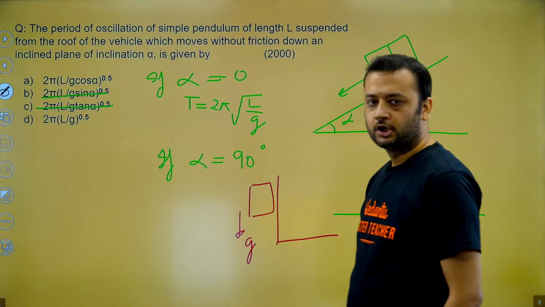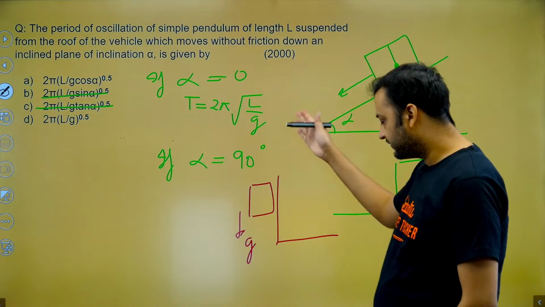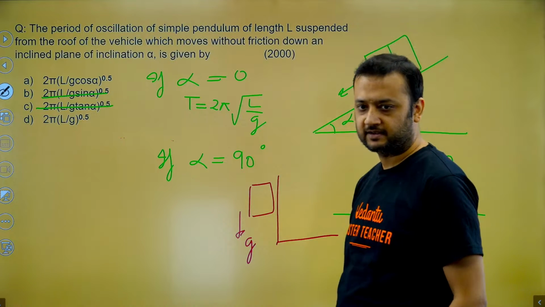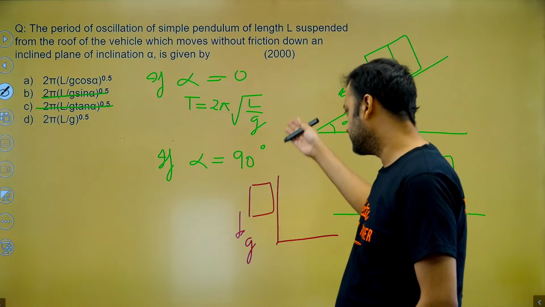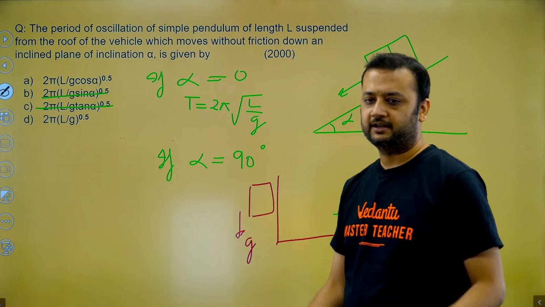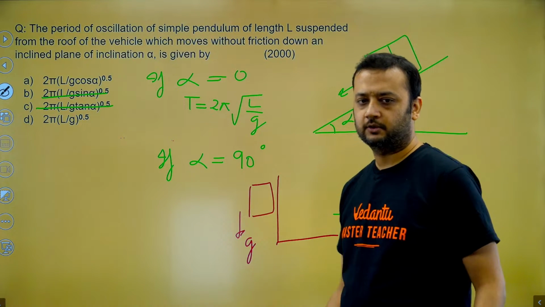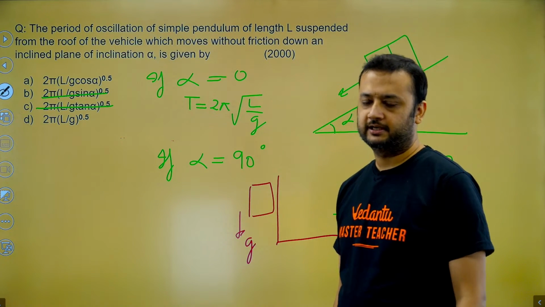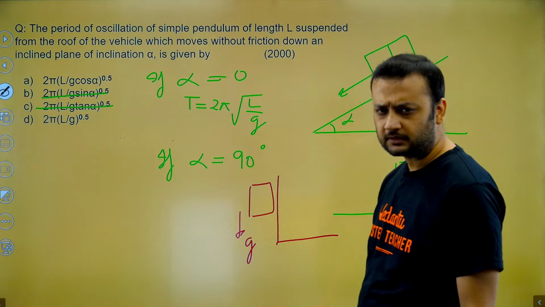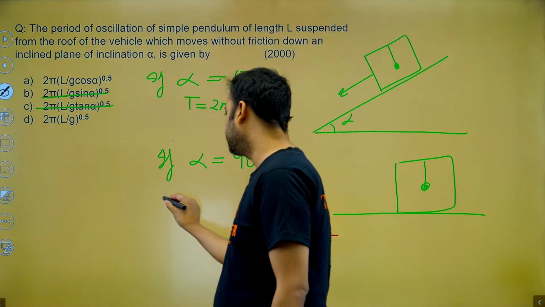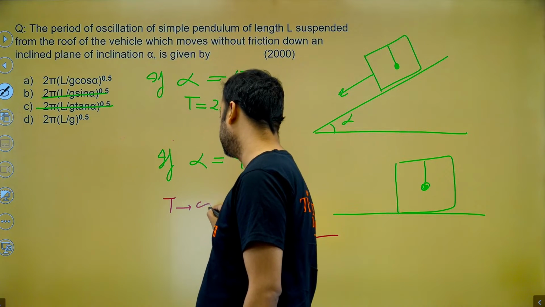I hope you are understanding. If this vehicle is in a free fall, then G effective has become 0, because it will not feel gravity. So it will not oscillate. Its time period should become infinity. Hence, if we assume alpha 90, then T should go to infinity.